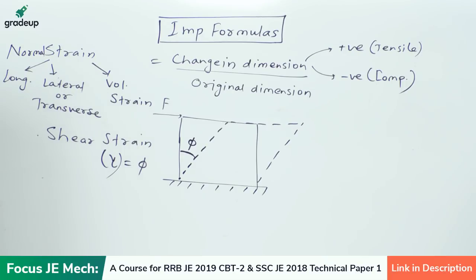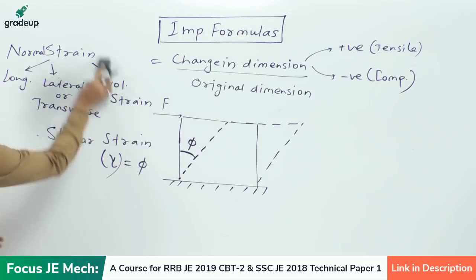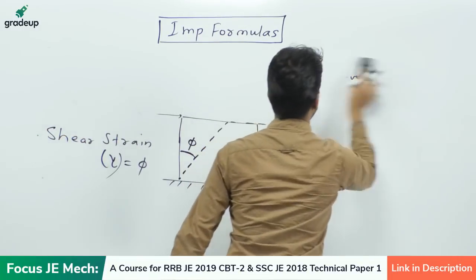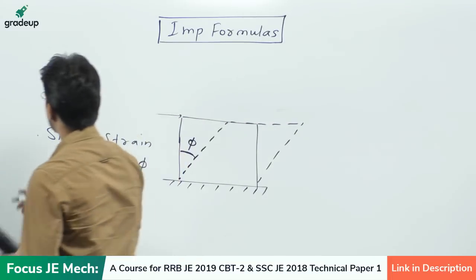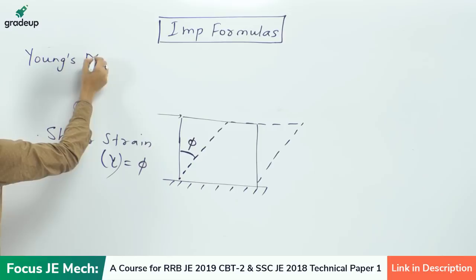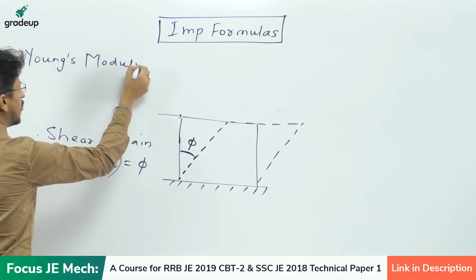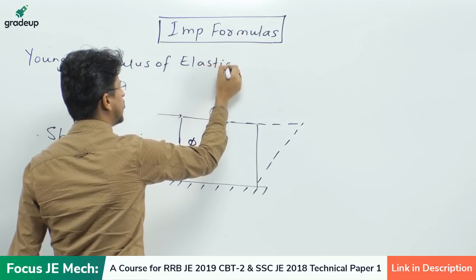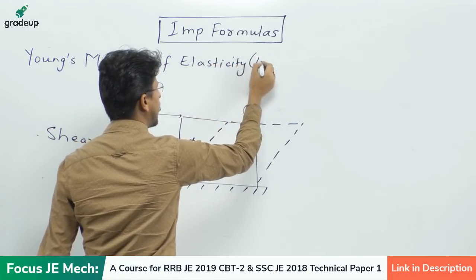Is it okay? This is your shear strain. Now we talk about the elastic constants. The first elastic constant we have is your Young's modulus, or Young's modulus of elasticity. Young's modulus of elasticity is given by E.